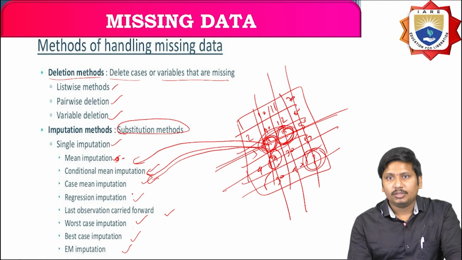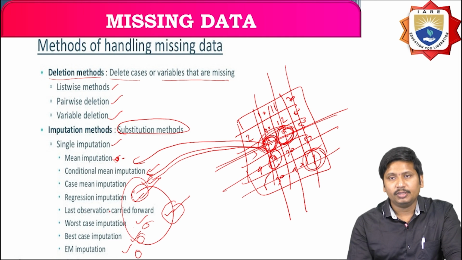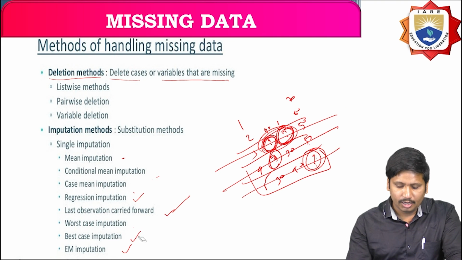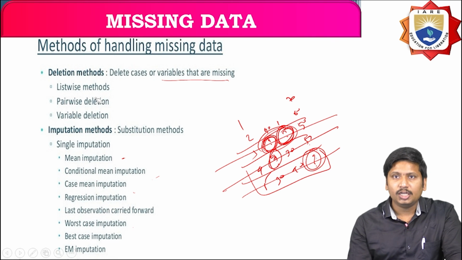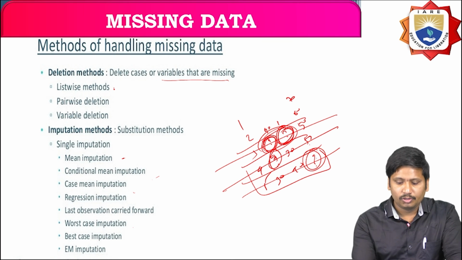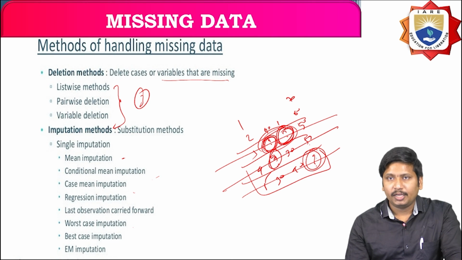Similarly, some other imputation methods are also available, like regression imputation, last observation carried forward imputation, worst case, best case, and EM. These are some of the other imputation methods. That I'm going to discuss in detail in the next video, right? So like this, we have so many different handling methods available for missing data. The first one is deletion methods. Deletion methods are nothing but list-wise deletion, pair-wise deletion, and variable deletion. So we have three methods simply for deleting the missing value in the table.